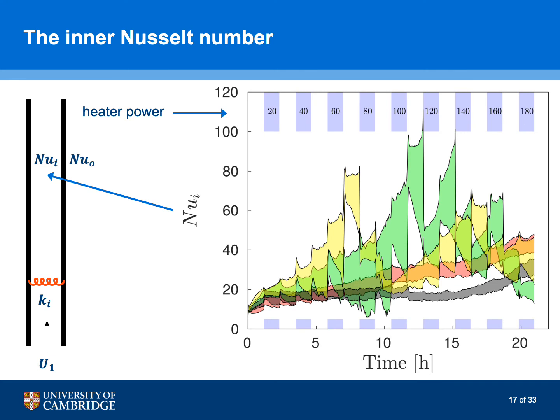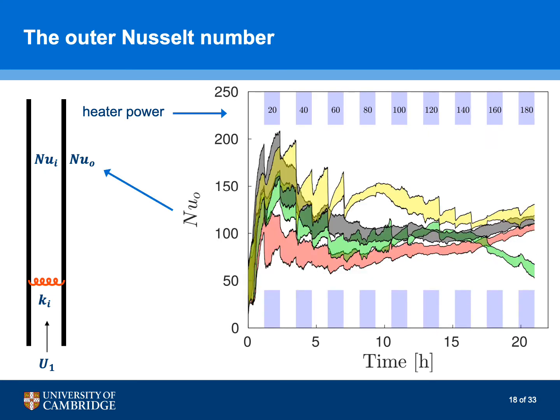This is the behavior of our second model parameter, the inner Nusselt number, which quantifies the heat transfer efficiency between the hot gas flow and the inner wall surface. This parameter increases over time, and this is something we expect because when the heater power increases, the heat transfer becomes more efficient. The same considerations hold for our third model parameter, the outer Nusselt number, which quantifies the heat transfer efficiency between the outer wall surface and the surrounding air.